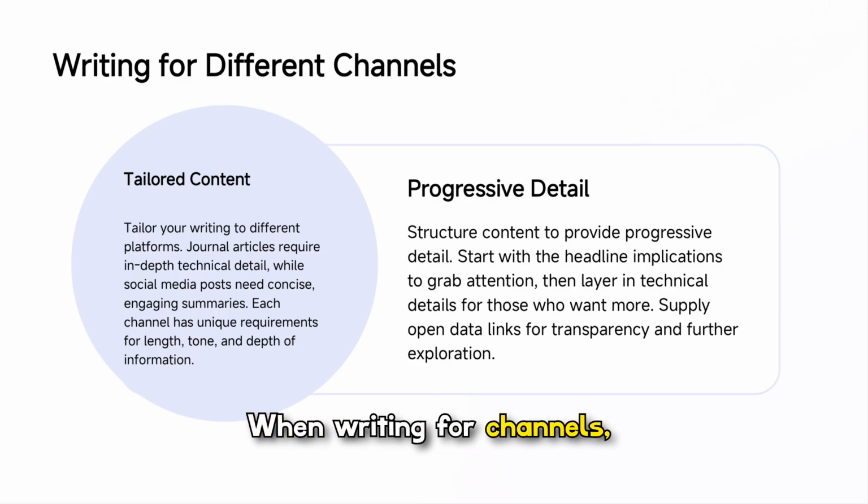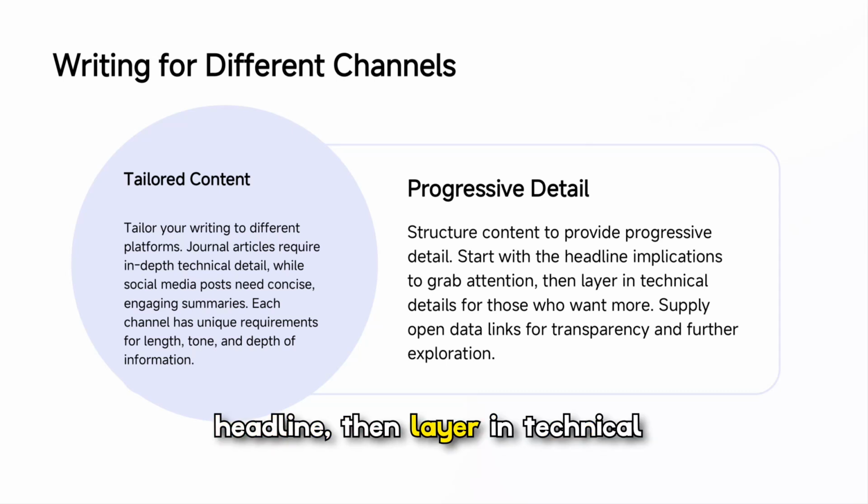When writing for channels, tailor both tone and depth. Journal articles need technical rigor, social posts need concise hooks, and blog posts can provide narrative context. Use progressive detail by starting with an attention-grabbing headline, then layer in technical information and links for those who want to dig deeper.